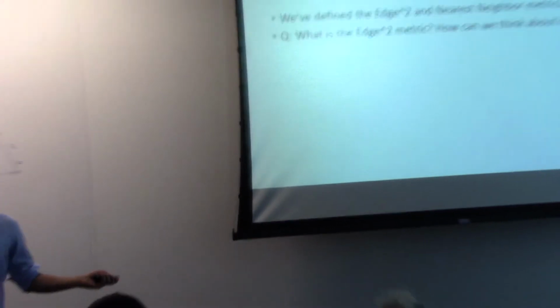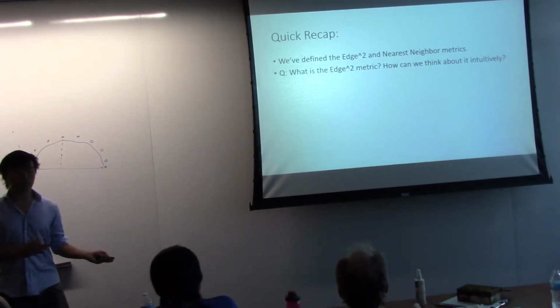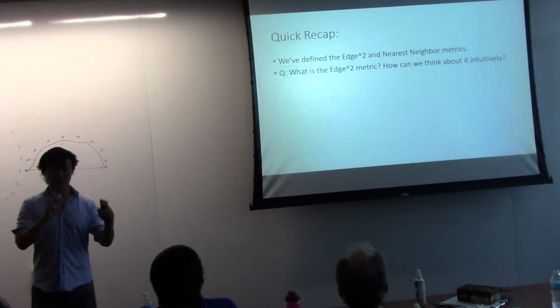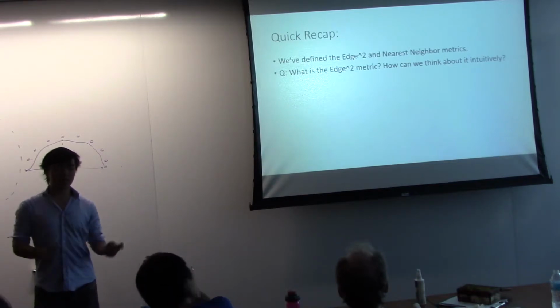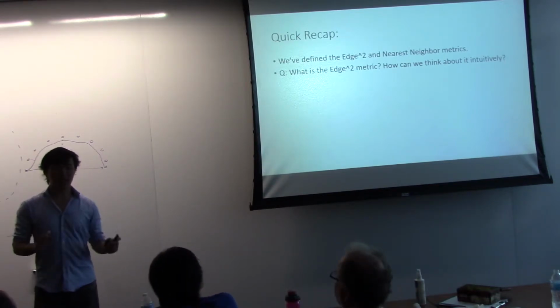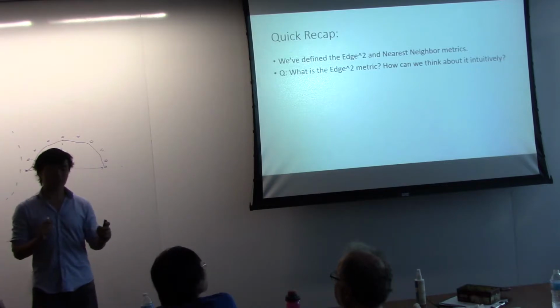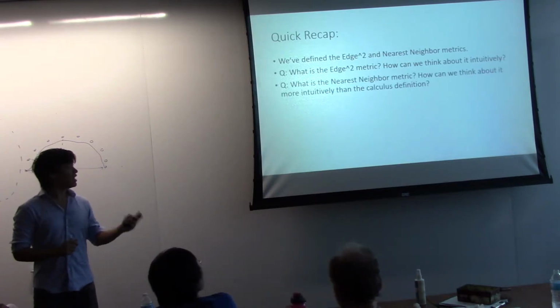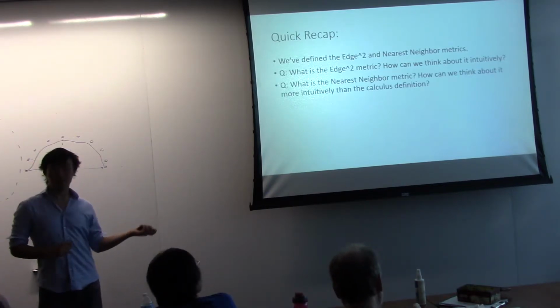Cool, so the quick recap of what we've done so far is we defined the edge squared metric. Again, the edge squared metric is you just have a bunch of points. The distance between 2 points is the shortest distance on the complete graph where the edge lengths are equal to the edge distance squared. And we've defined the nearest neighbor metric.